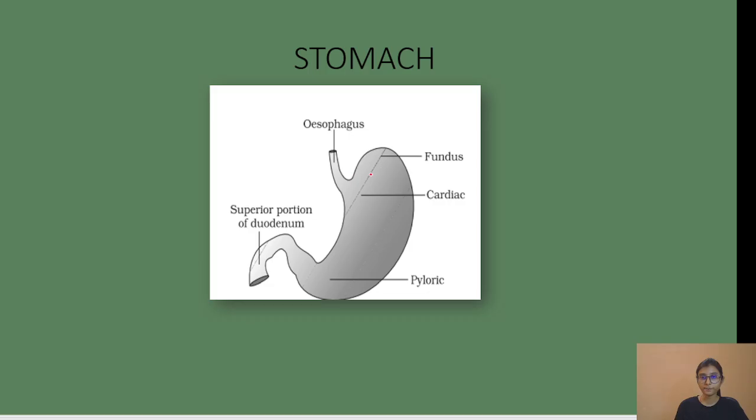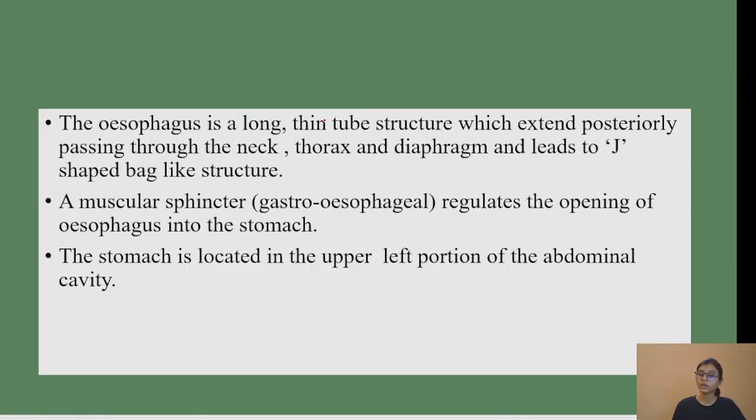Now stomach is what? It's a bag-like structure, and if you see the initial portion, it is connected with the oesophagus. Then the initial one is fundus, cardiac portion, pyloric, and when the stomach ends, it connects with the initial portion of your small intestine, that is duodenum. So this is the structure of the stomach, that is also important. So oesophagus is a long thin tube-like structure that extends posteriorly, passing through the neck, thorax and diaphragm, and leads to a J-shaped bag-like structure, which is your stomach.